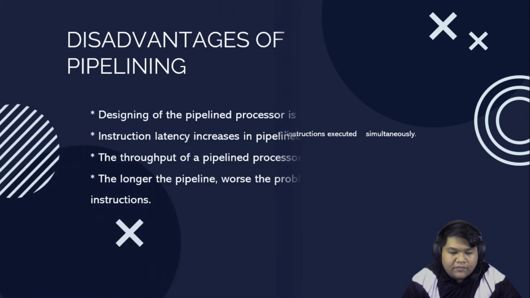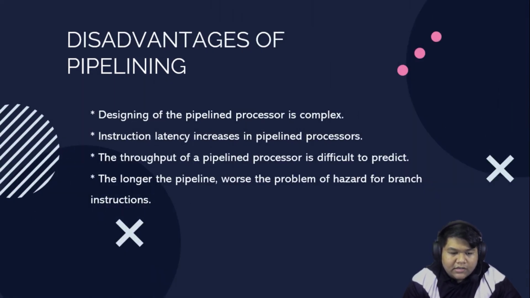And the disadvantages of pipelining: designing a pipeline processor is complex. Next, instruction latency increases in a pipeline processor. Besides, the throughput of a pipeline processor is difficult to predict. And last, the longer the pipeline, the worse the problem of hazards from branch instructions.